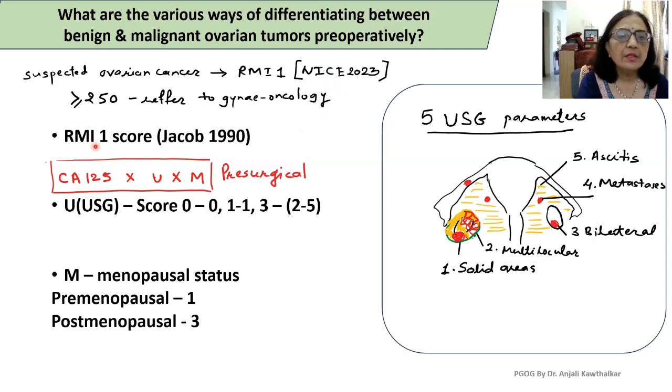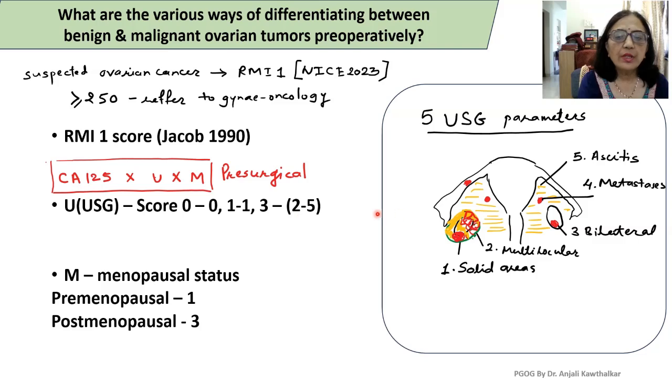Now, this risk of malignancy index 1 score was introduced by Jacob way back in 1990, and then it was followed by the introduction of RMI 2, 3, and even 4. But when all these were compared, it has been seen that RMI 1 has the greatest sensitivity and specificity, and that is why it is being recommended. What is RMI 1? It is a multiplication, or product, of these three: CA 125 value in units per milliliter multiplied by ultrasonography score multiplied by M, that is menopausal status.